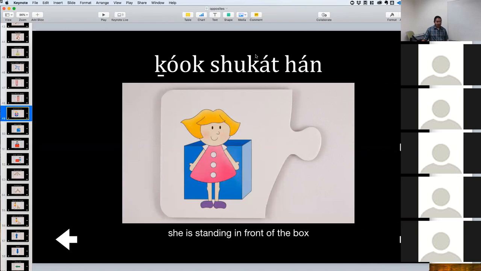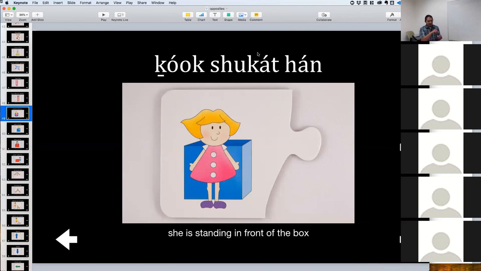In front of, right? So we know ha shuka, it's the same word, right? But then shukut means she is there, to be there, right? And then hun is stand, she or he is standing. So there's the verb. So there's a noun, there's this relational word, and then a verb.